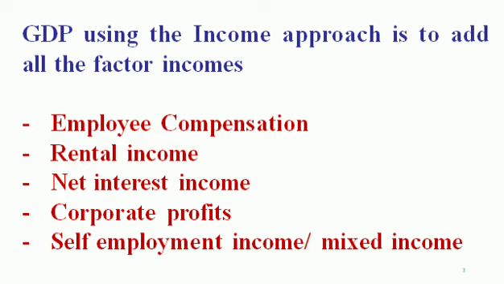GDP using the income approach is to add all the factor incomes. Simply put, factor incomes is the addition of rent, wages, interest and profit, which is the same as the addition of employee compensation, rental income, net interest income, corporate profits, and self-employment income or mixed income. Let's look at these in more detail now.